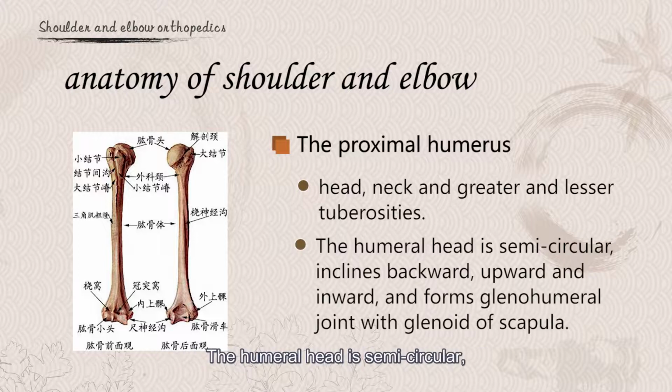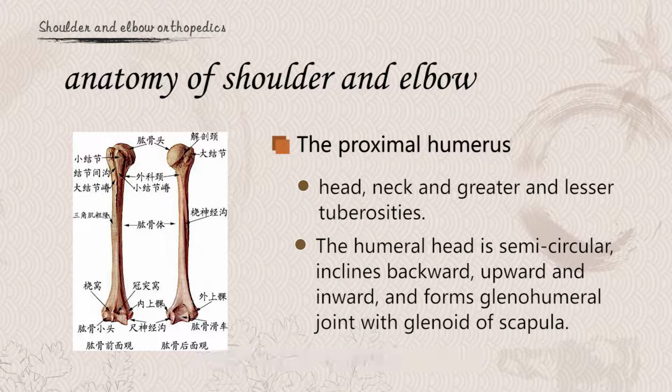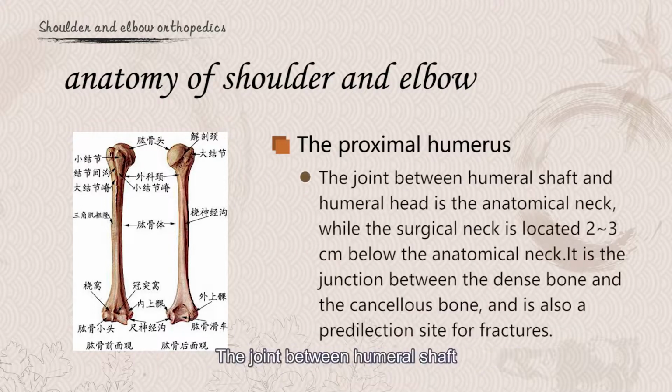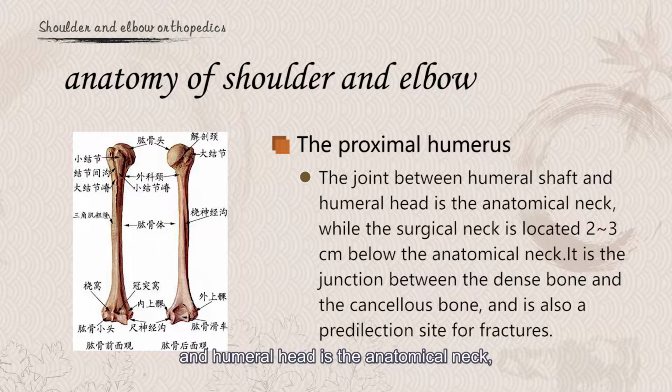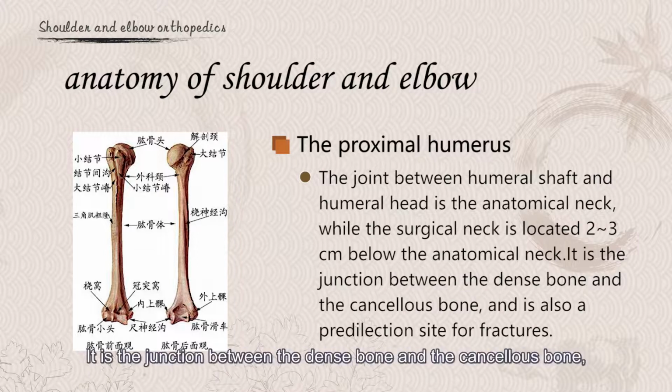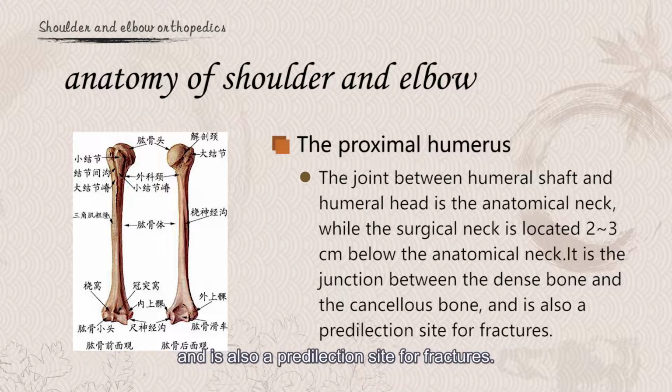The humeral head is semicircular, inclines backward, upward, and inward, and forms the glenohumeral joint with the glenoid of the scapula. The junction between the humeral shaft and humeral head is the anatomical neck, while the surgical neck is located 2 or 3 centimeters below the anatomical neck. It is the junction between the dense bone and the cancellous bone, and is also a predilection site for fractures.